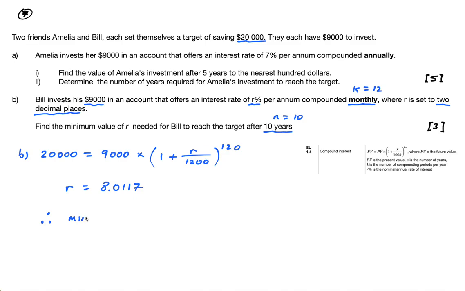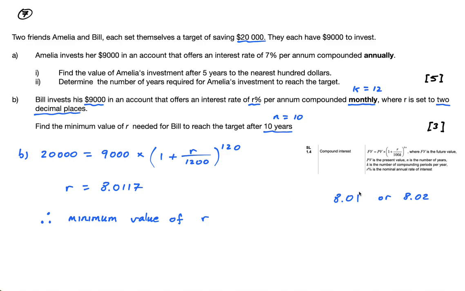But minimum value of r. But remember, you gotta be very, very careful. This is where he would exactly get 20,000 after 10 years, but the bank's not offering this. The bank's either offering 8.01 or 8.02. Now, if you round this to 2 decimal places, you get 8.01. But if you give 8.01, he actually won't get to 20,000, because he needs that little bit more of an interest rate to get to 20,000.